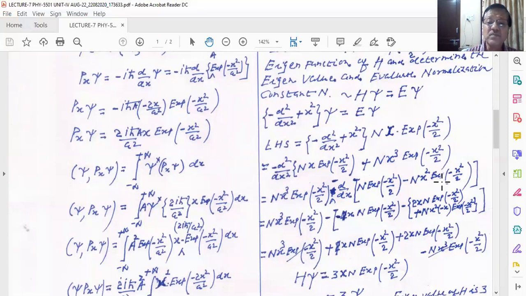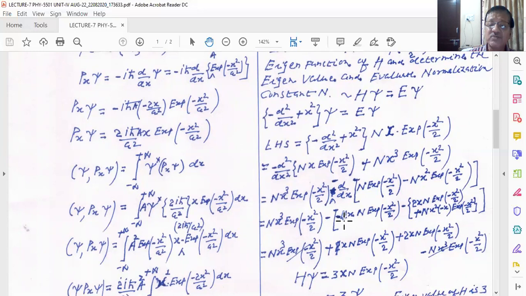Now once again you differentiate. Again the differentiation of N is constant, and the differentiation of the exponential of minus x squared by 2 is the function itself, times d by dx of minus x squared by 2, that is minus 2x divided by 2. So there is a minus sign, and minus 2x divided by 2 will be minus x.